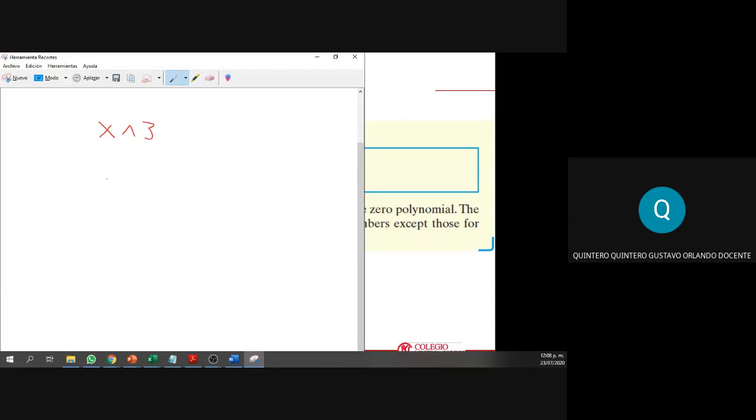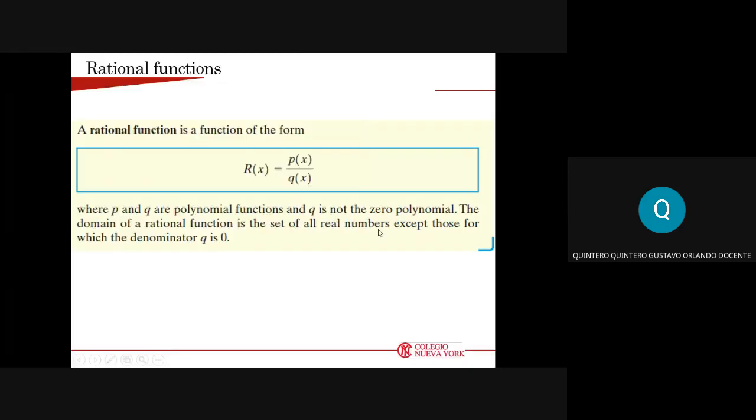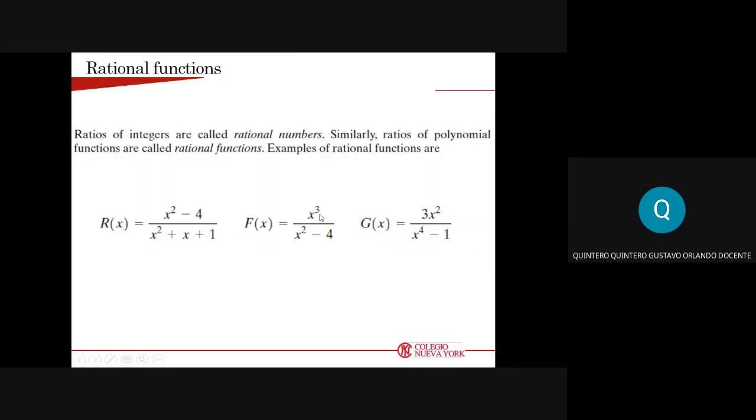X3. And some of you said X3. It doesn't matter which one. I understood what you wanted to say, guys. So this is correct. This is also correct. It doesn't really matter. You are correct.